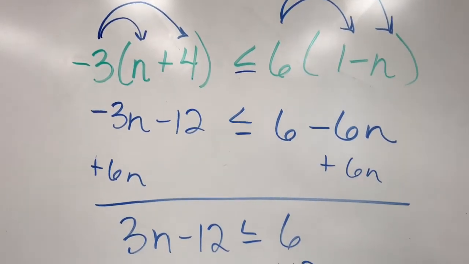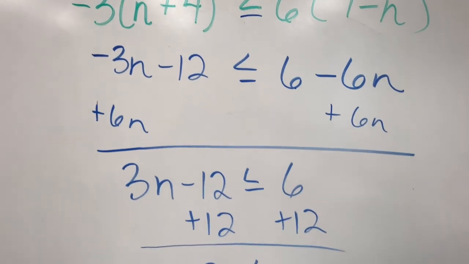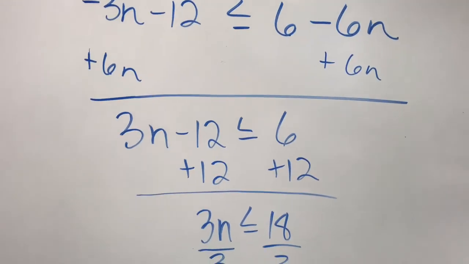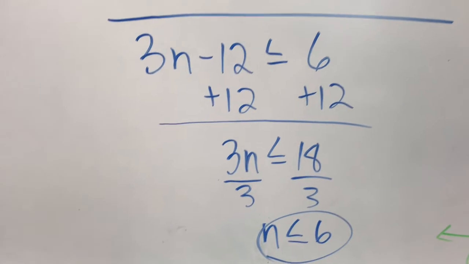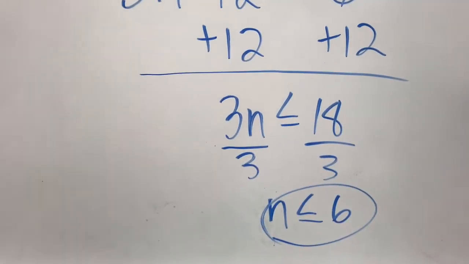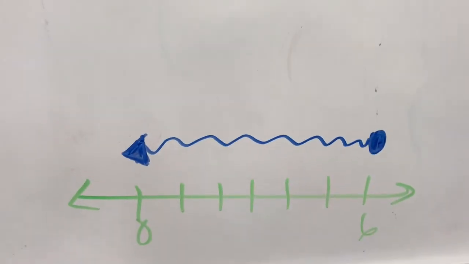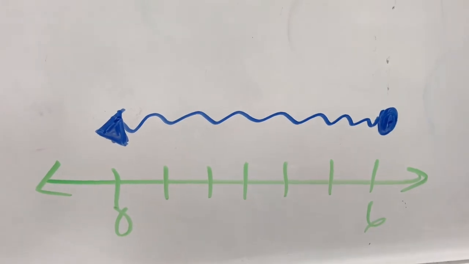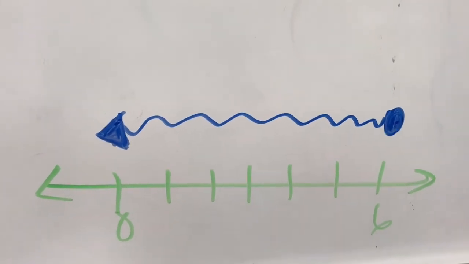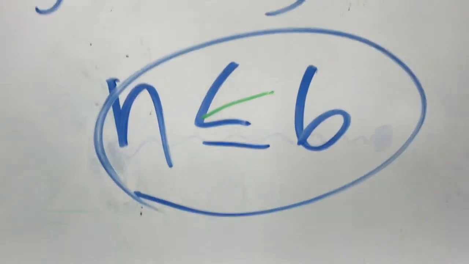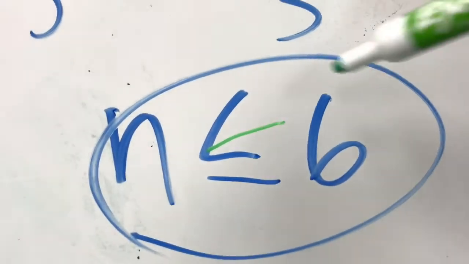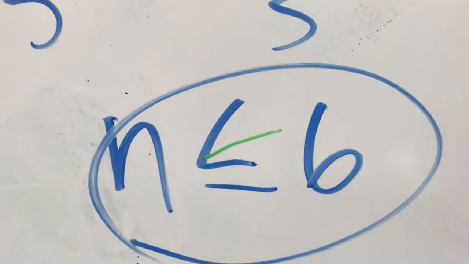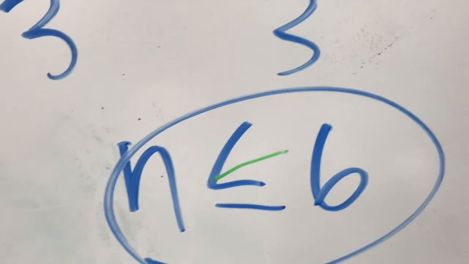Okay, so then we get 3n minus 12 is less than 6. We add the 12, we get 3n is less than 18, we divide by 3, and we get n is less than or equal to 6. And then we can graph. Okay, and if it's less than or equal to or greater than or equal to, that's when you have a closed circle. And we're shading to the left. And one little hint, if you put a little line inside of your inequality sign, it makes an arrow pointing the direction you're shading, so to the left.